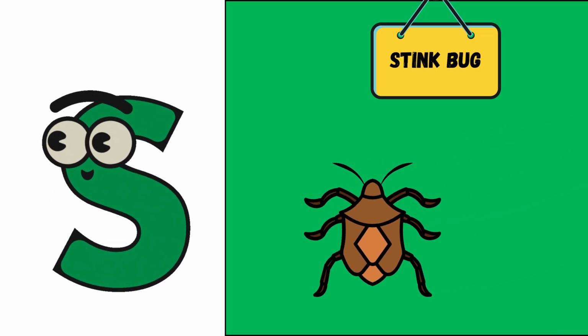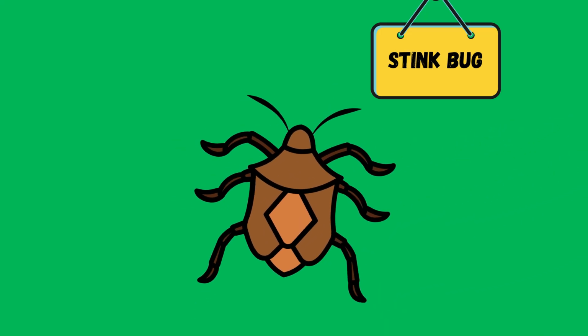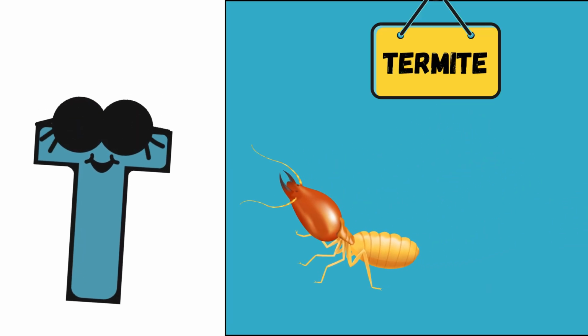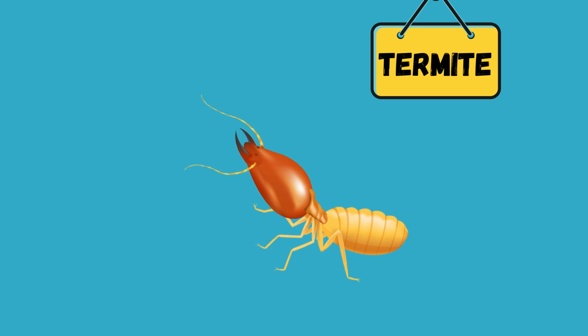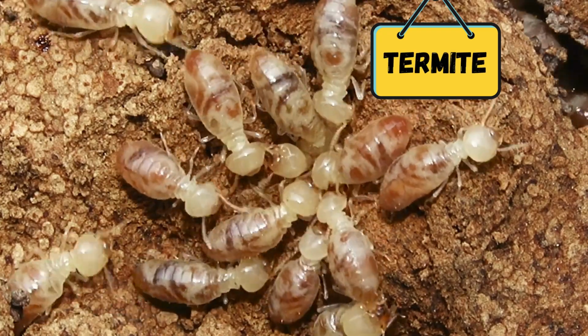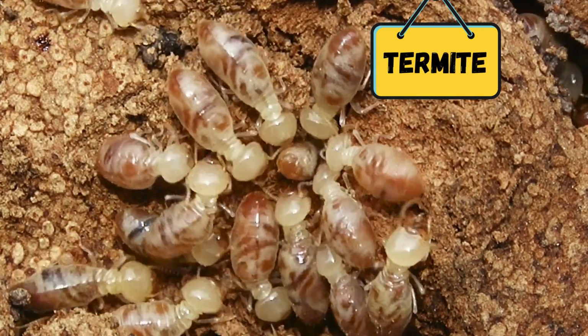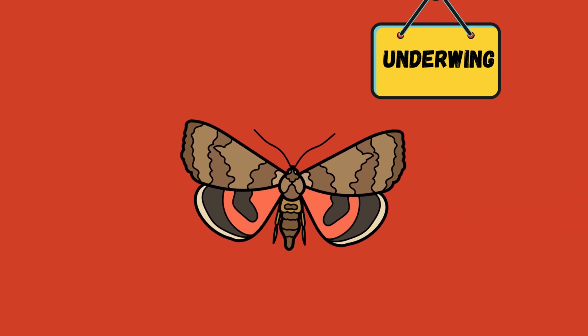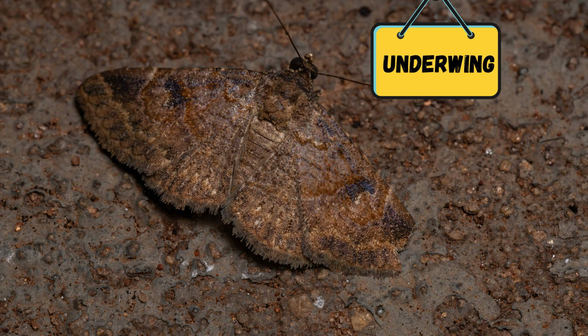S is for stink bug. T is for termite. U is for underwing.